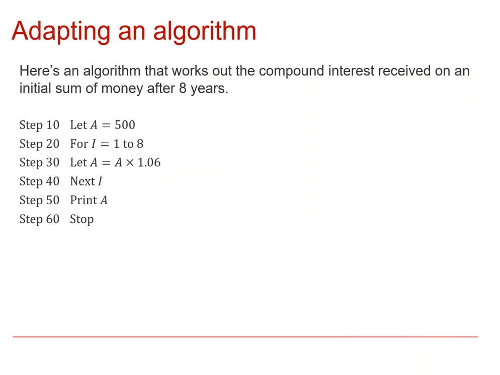Now here's another algorithm. This one is to work out the compound interest on an initial sum of money after 8 years. Just have a little look at this. You might need to cast your mind back to when you did this topic in your GCSEs. Can you see what the initial amount is? Can you see what the interest rate is?